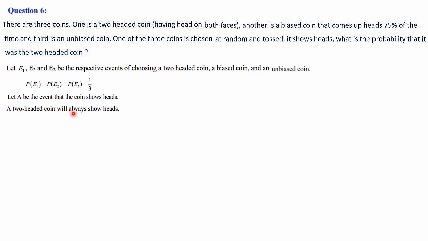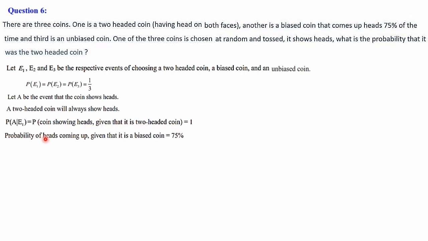Then a two-headed coin will always show heads. That is, whenever you throw a two-headed coin, because both the faces are marked head, it always shows the head. Probability of A given E1, in the sense probability of getting a head given that it is from a two-headed coin, that is always 1, because only two faces are there, both marked with the head. So whenever you throw, it is a sure probability you will get a head. So probability of coin showing head given that it is a two-headed coin, that is 1.